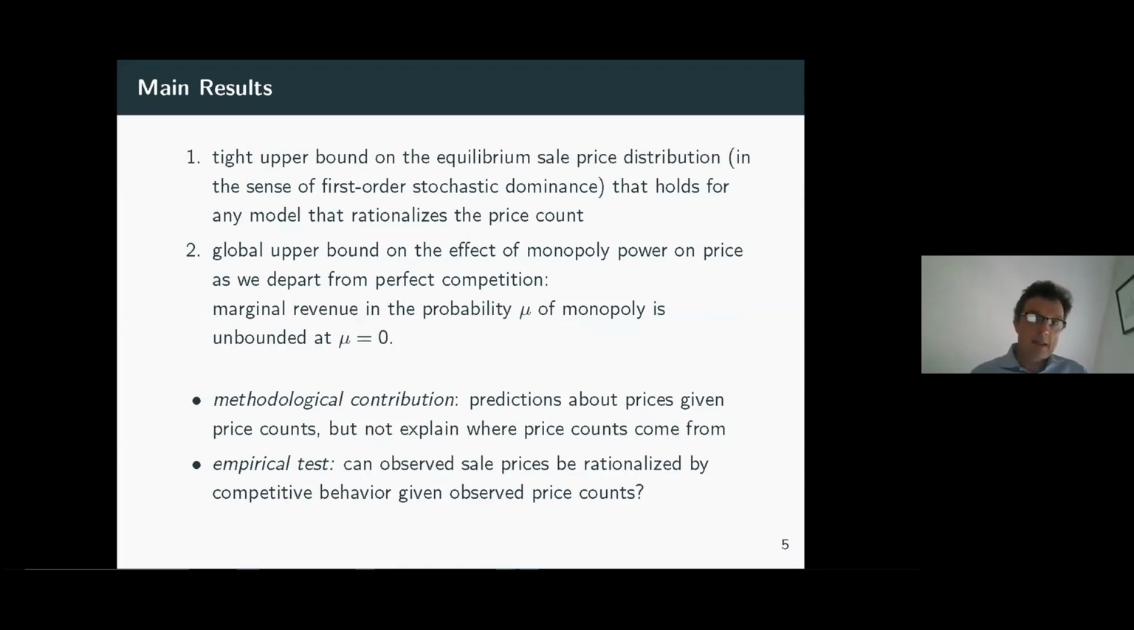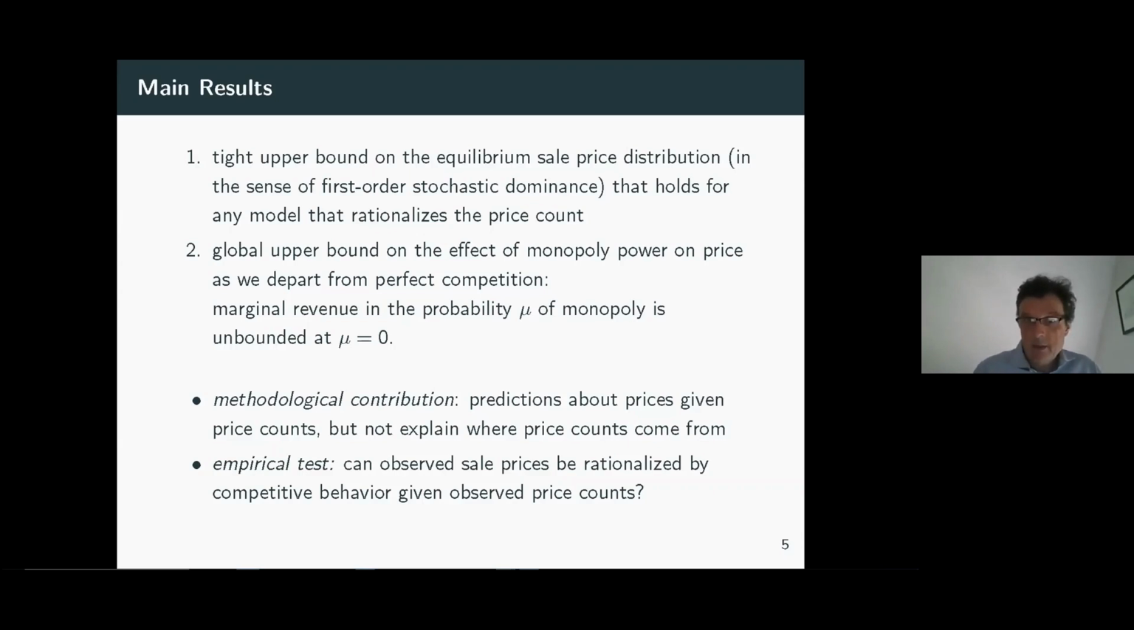And then following from that, we're going to see that we can also describe what a little bit of a departure from perfect competition, so a small probability of there being a monopoly, does in terms of the revenue. And in fact, what we find is that the marginal revenue, that is the derivative of the revenue as a function of the probability that there's simply one price, so that there's monopoly, is unbounded at or near perfect competition. Okay, so just a little bit of uncertainty can go a long way in terms of raising the revenue of the competitors.